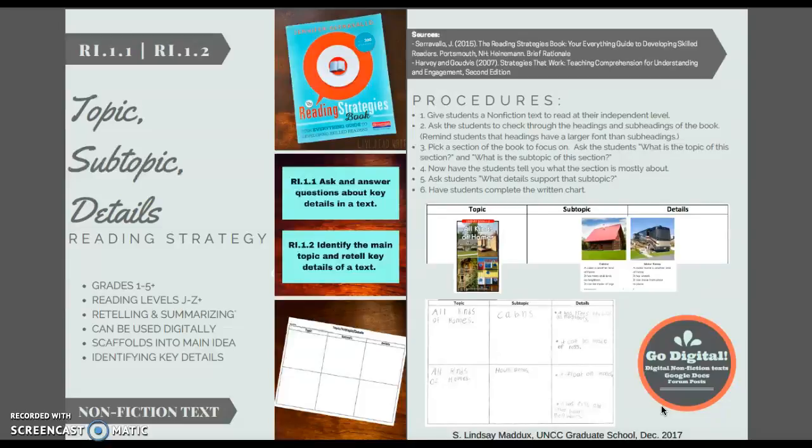Another way that you can go digital with this strategy is you can have your students respond to this chart in a Google Doc, and then you can have your class share their Google Doc with each other so that the students can see how others are organizing their information. Or you can also have them respond to a forum post. A lot of our upper grades in our school are using Canvas, so this would be a great thing to load onto Canvas. Give them the challenge of using the topic, subtopic, and details for either a specific text or an independent text of their choice and have them respond to it.